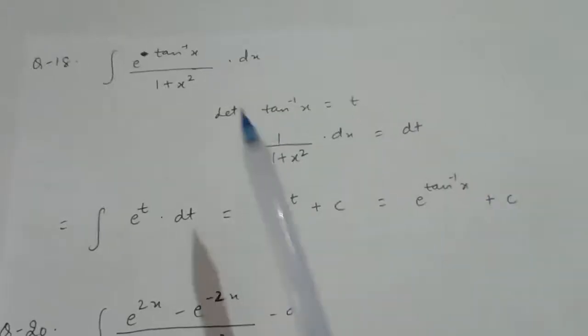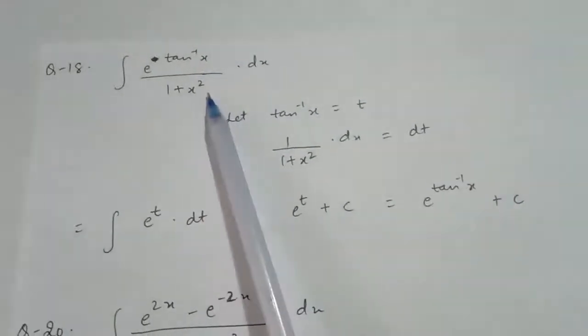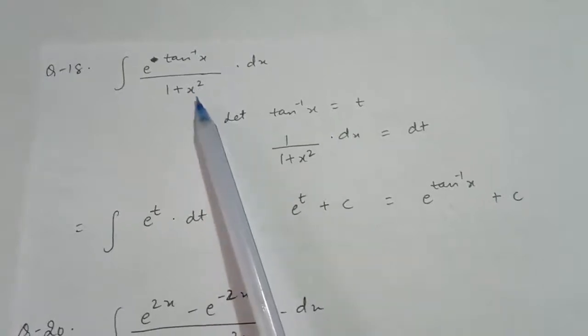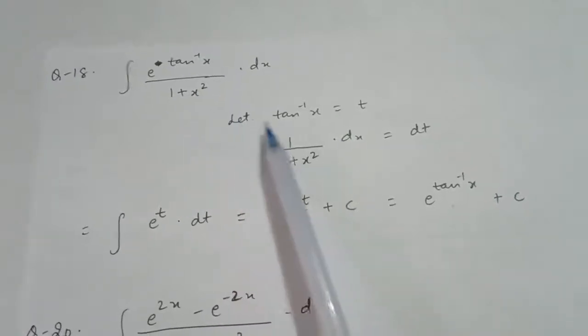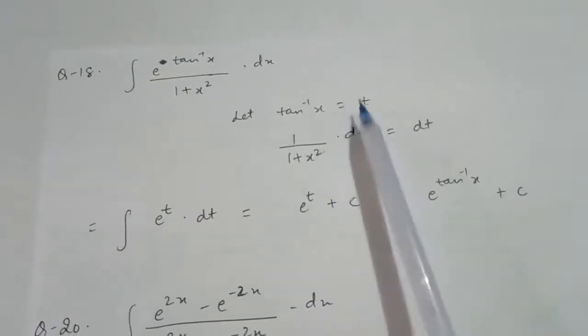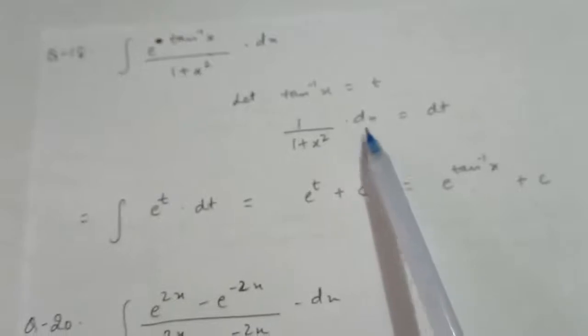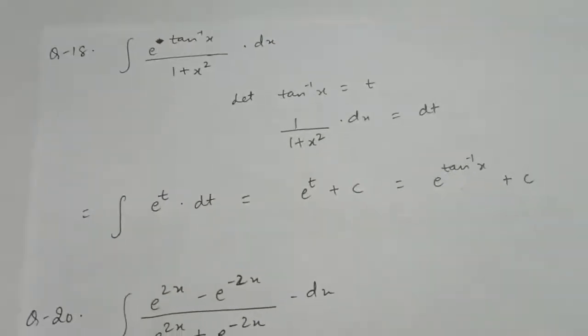Question number 18th, integral of e raised to the power tan inverse x upon 1 plus x square into dx. Now you know the derivative of tan inverse x is 1 upon 1 plus x square which exists in the integrand. Therefore let tan inverse x is equal to t. Now differentiate both the sides, so you will get 1 upon 1 plus x square into dx equal to dt.